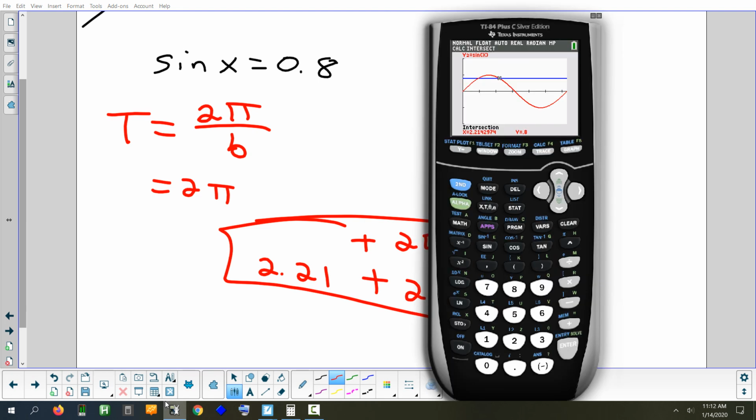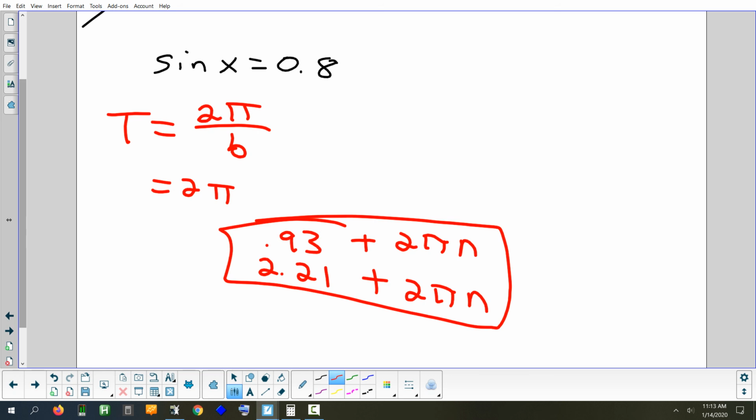Again, if I was doing it, I would have just pressed inverse sine 0.8 and I would have been done with the problem already. The graphing takes a lot longer. So second calc, intersect, move the cursor closer. And when you do inverse sine of 0.8, you should get 0.93. And that's all solutions to the problem. Any questions on that?